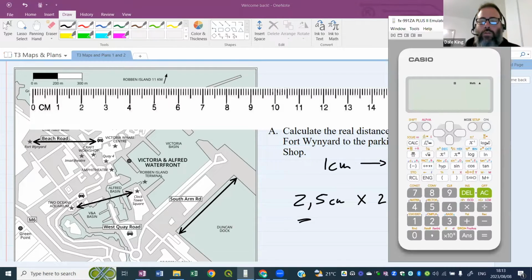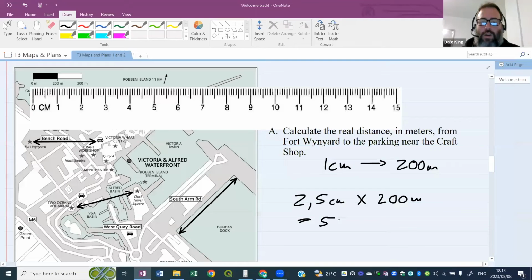Right, so 2.5, let's get the calculator. It must work for me. All right, that gives us 500 meters. So when the question says, what is the real distance from Fort Wynyard to the craft shop? You can tell the person marking this exam, it is 500 meters. Renewa, thank you so much. You're welcome. Thank you for the help. I appreciate it. All right, there we go.